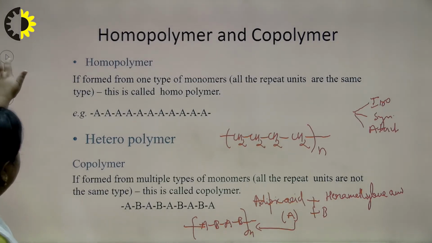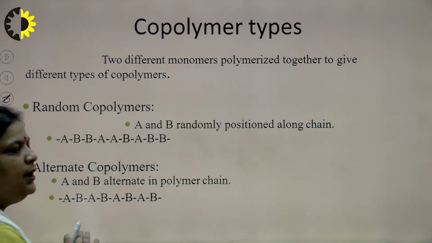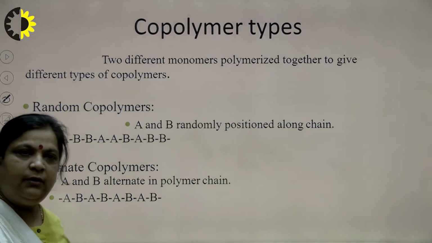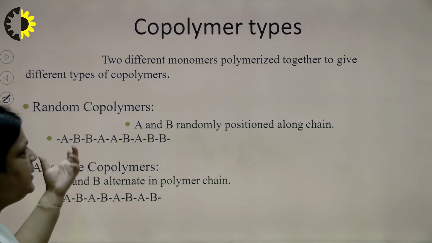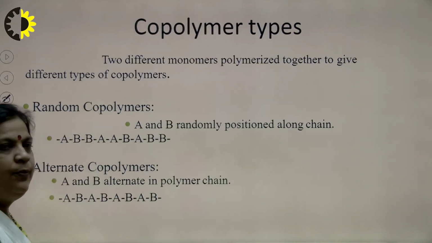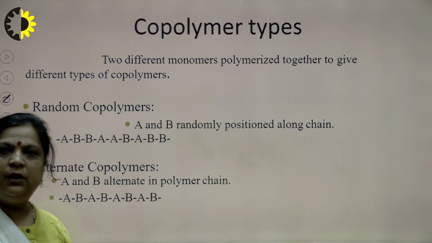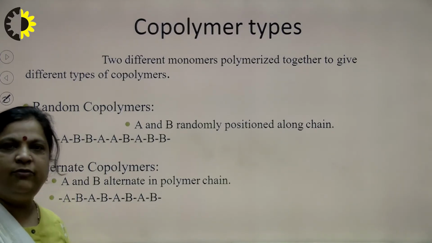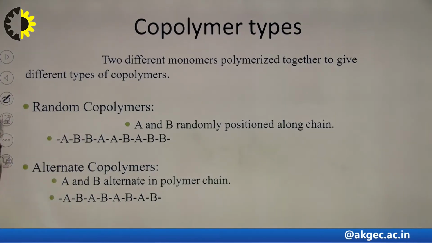Now, copolymer types. The arrangement of A and B may be of many types. Here we took 4 types. Two different monomers polymerize to give different arrangements, or different types of copolymers. So, the first type is random copolymer.